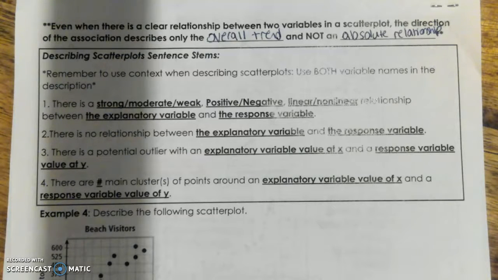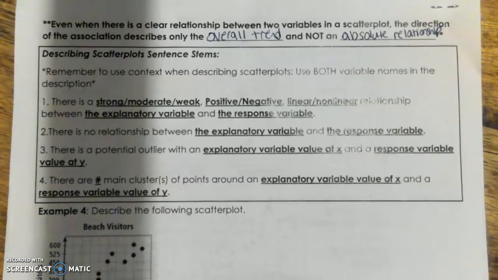Okay, we're going to put it all together here with our describing scatter plot sentence stems, and then we'll have two examples to describe the scatter plots. All right, remember to use context when describing scatter plots. So context includes both variable names in the description. That's the easiest free response point we can get. We always need to use context.